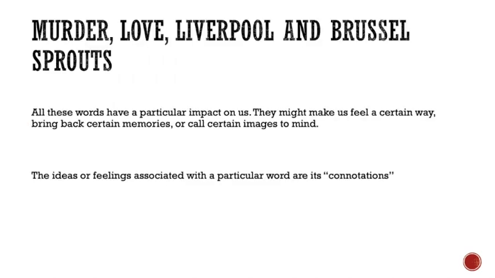Let's get into it. Murder, love, Liverpool, and Brussels sprouts. All of these words have a particular impact on us. They might make us feel a certain way, bring back certain memories, or call certain images to mind. Now, the ideas, images, feelings that we associate with these words are what we call the connotations. So, if I was just to say Brussels sprouts, you would go, oh no, I don't want that.